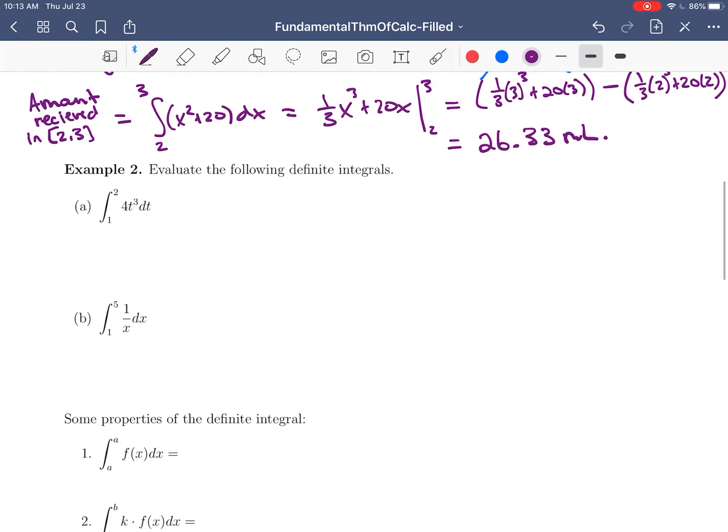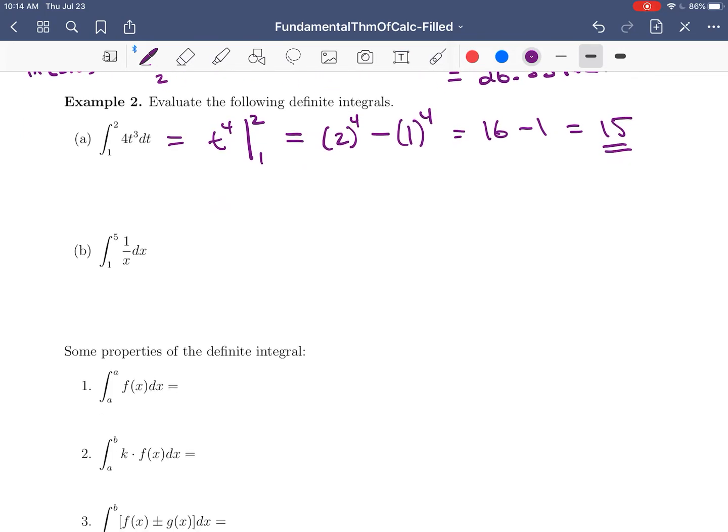So let's try and do a couple more, just to get the hang of this. Here I want to find an antiderivative of 4t cubed, where t is my variable. I know that t to the 4 has derivative 4t cubed. Now I want to evaluate this from 1 to 2. So I plug in 2: 2 to the 4, minus when I plug in 1 to the 4. That's 16 minus 1, so 15 would be my answer there.